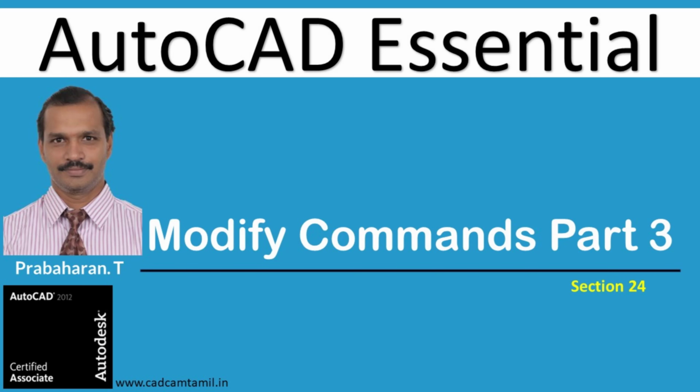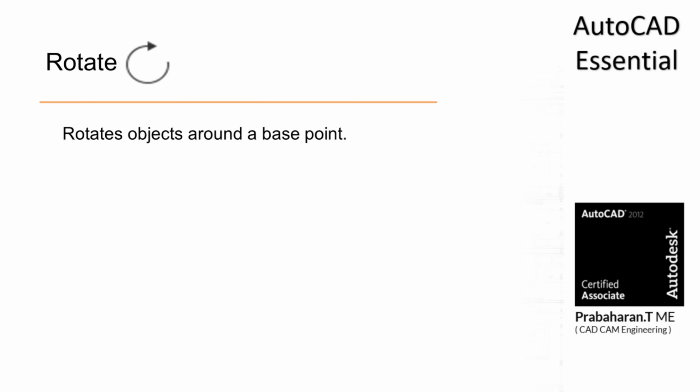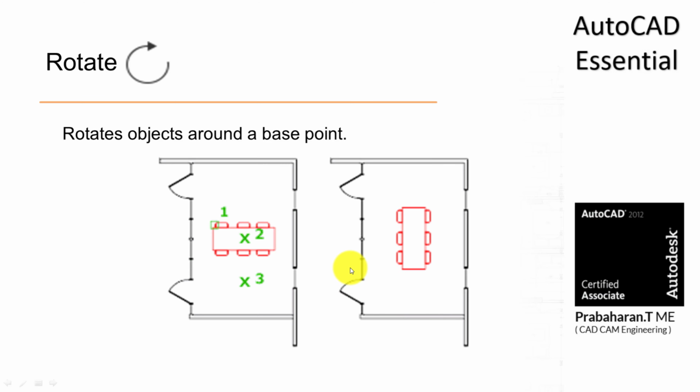Today we are going to discuss session number 24, which is related to modifying commands part 3. First we are going to discuss a very important command called rotate. Using this rotate command, we can rotate any object in our AutoCAD with a positive angle or a negative angle.